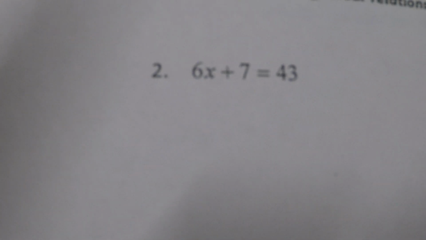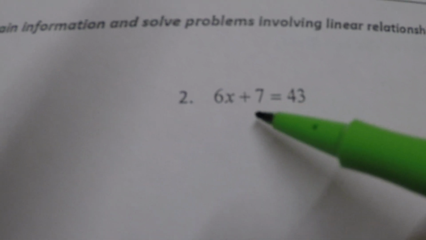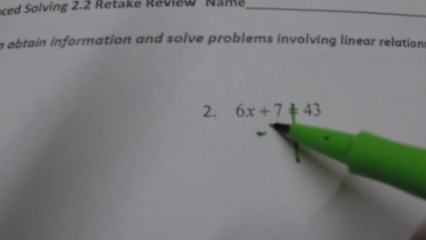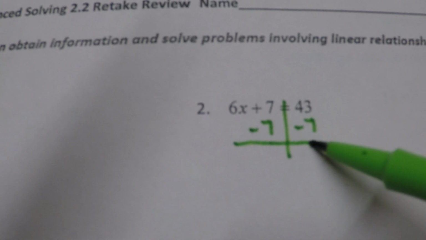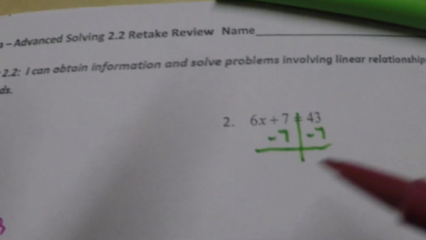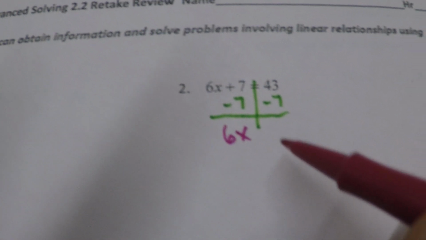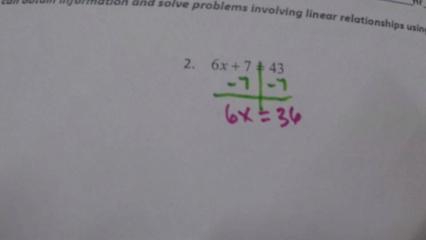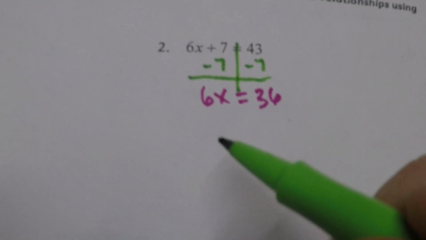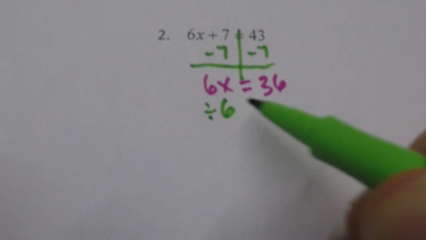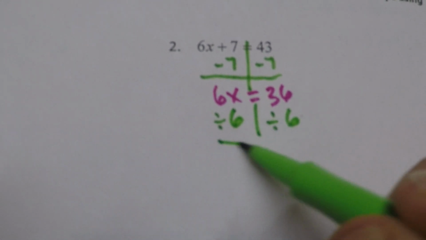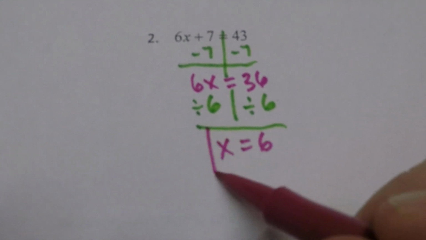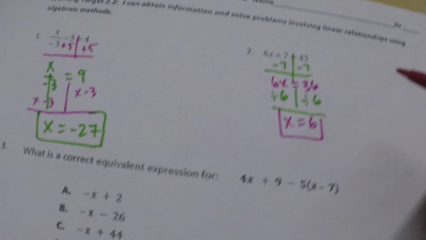Here's an easier problem. To do this one, I'm going to 6x plus 7. I have to undo the plus 7 first. So do that. So I get 6x equals 36. And then to get rid of the multiplication of 6, I divide by 6. Both sides. Okay.